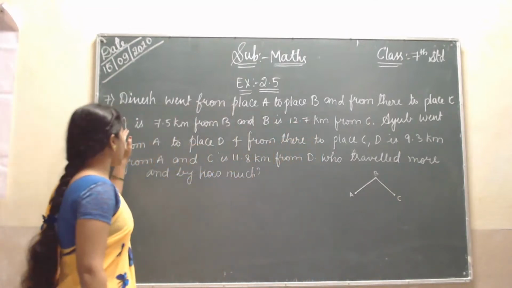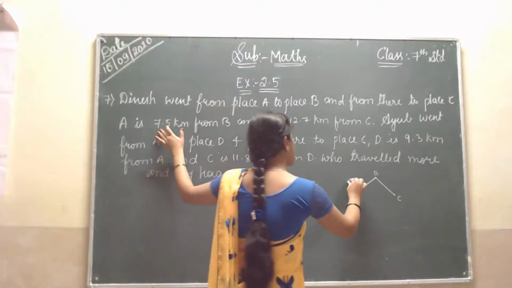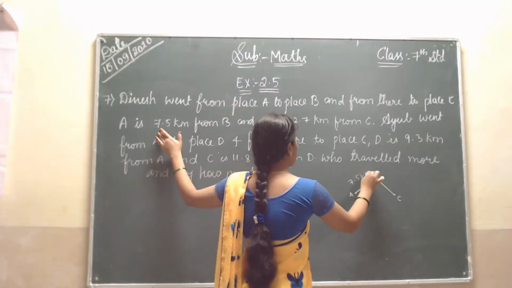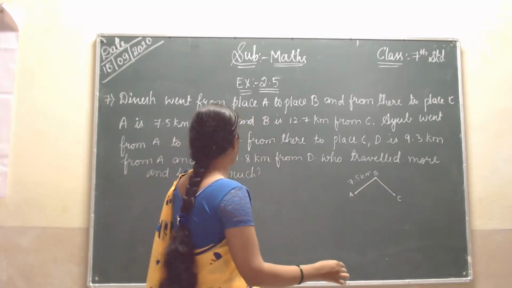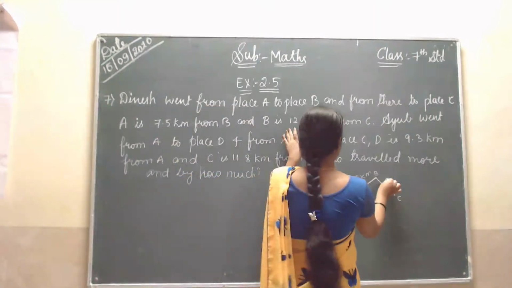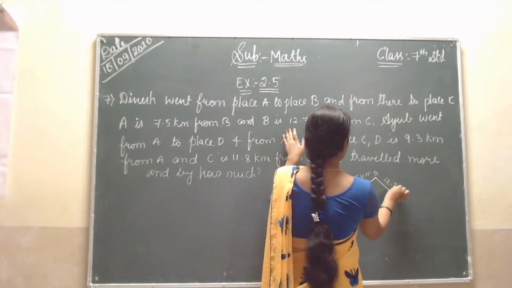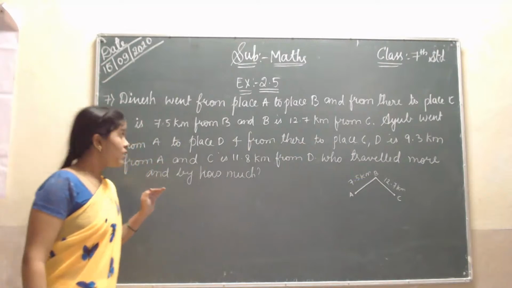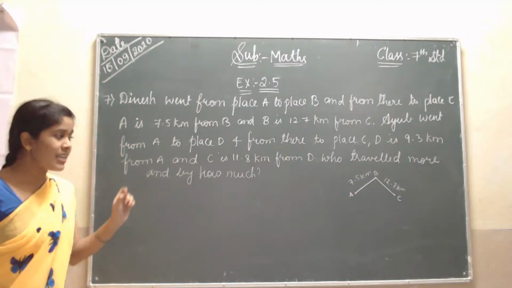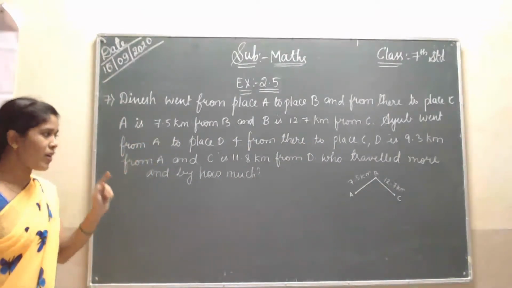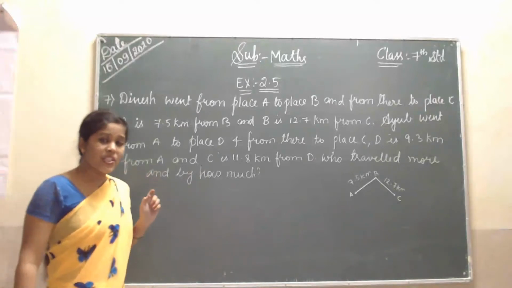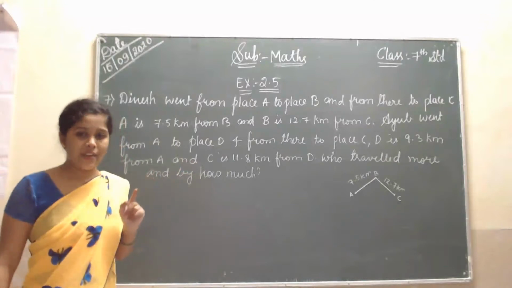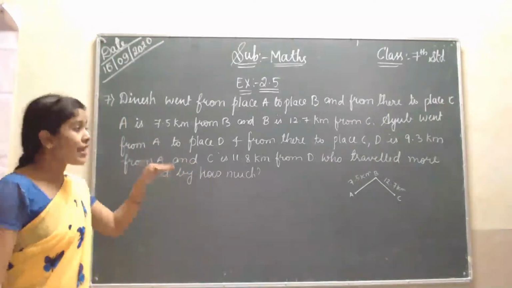A to B route is 7.5 kilometers, and B to C is 12.7 kilometers. Dinesh traveled A to B 7.5 kilometers. From there, from B he went to C. How much? 12.7 kilometers.